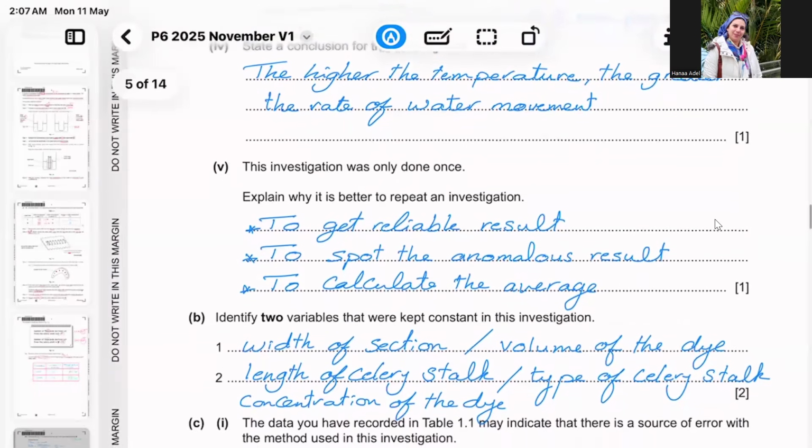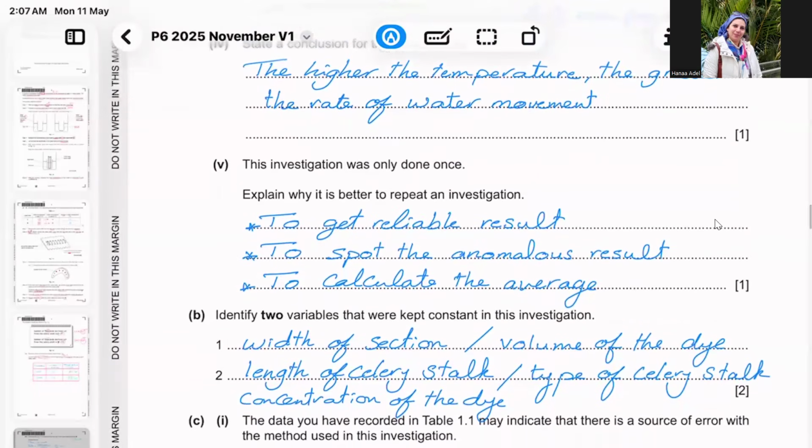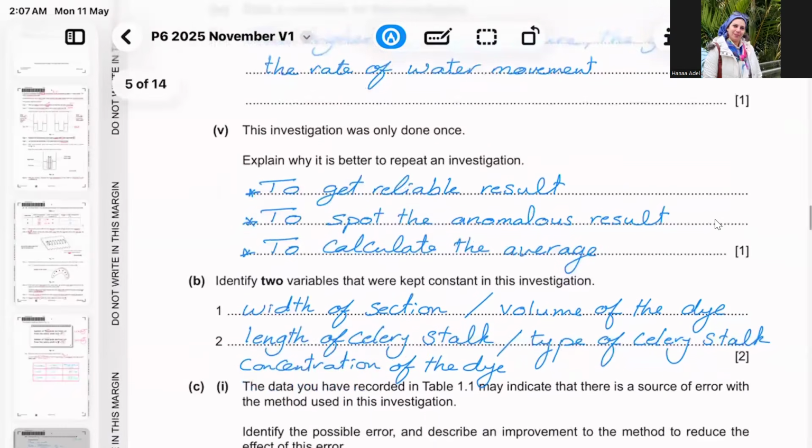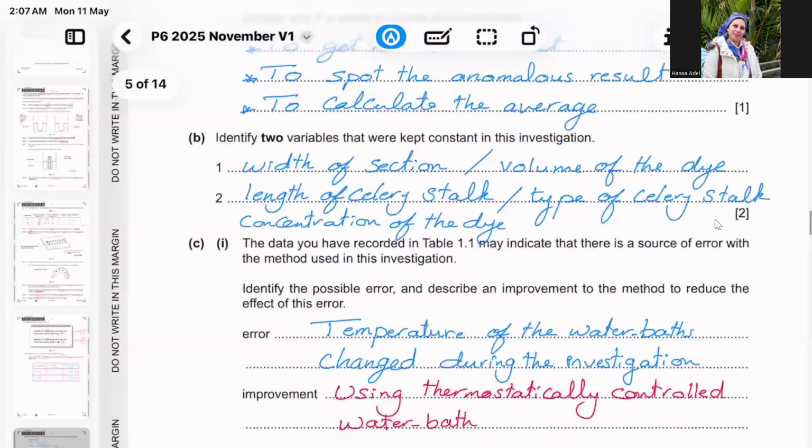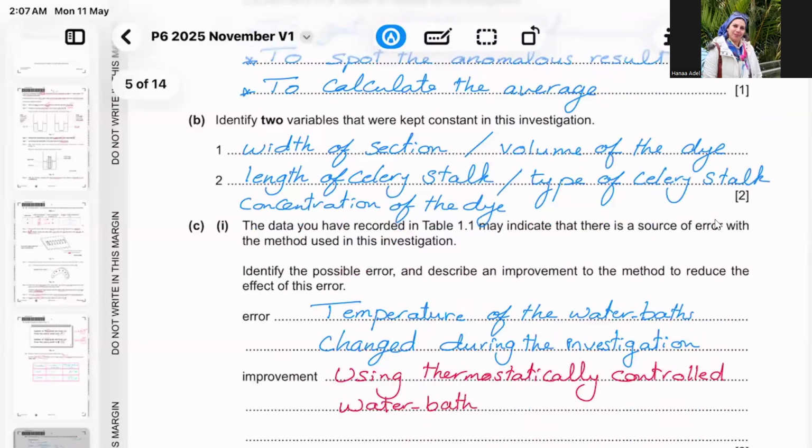The data you have recorded in table 1.1 may indicate that there is a source of error with the method used in this investigation. Why? What are the sources of error in this table? We never know the exact value of temperature, and the temperature may change. So how can we improve it? We said that we have to use a thermostatically controlled water bath. At the beginning, we have to know the exact temperature and have it controlled or maintained by a thermostatically controlled water bath.